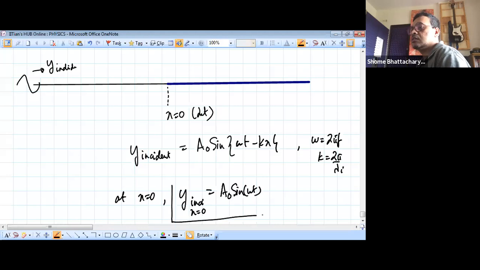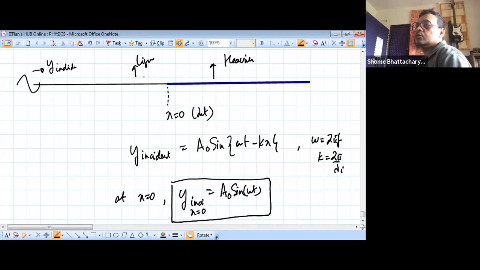Whereas the boundary point, the string on this side is heavier compared to this side. So every time a pulse like this comes here, this offers resistance, so it will act like a rigid boundary. Every time a pulse with a negative phase comes in, this offers resistance, so it will reflect back with positive.